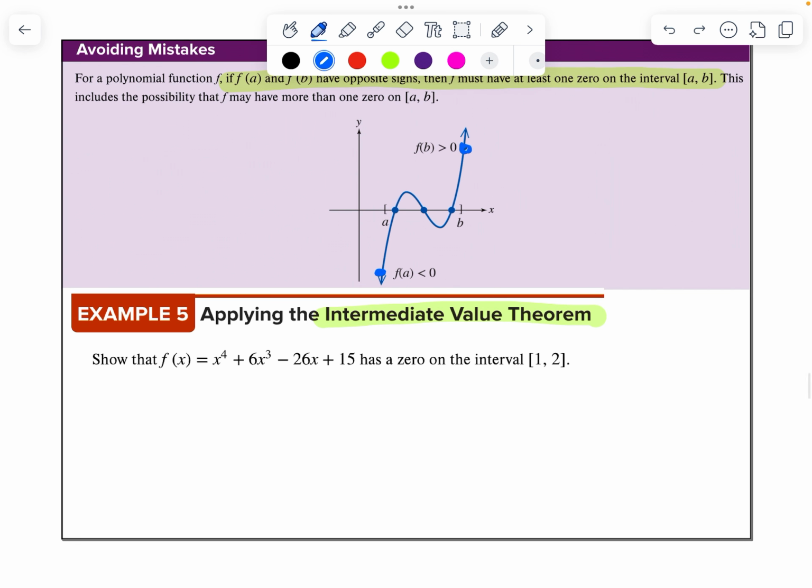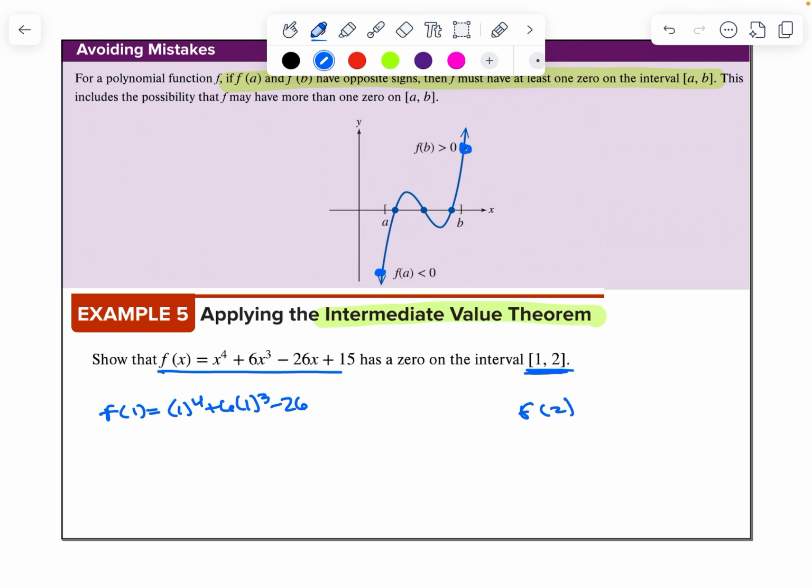Here, let's just look at an example. Show that this has a 0 on the interval 1 to 2. So what we're going to do is first take, what's f of 1? I'm just looking at the numbers in that interval. And then I'm going to say, what's f of 2? And if one of them is positive and one of them is negative, that means that it passed through the axis between 1 and 2.